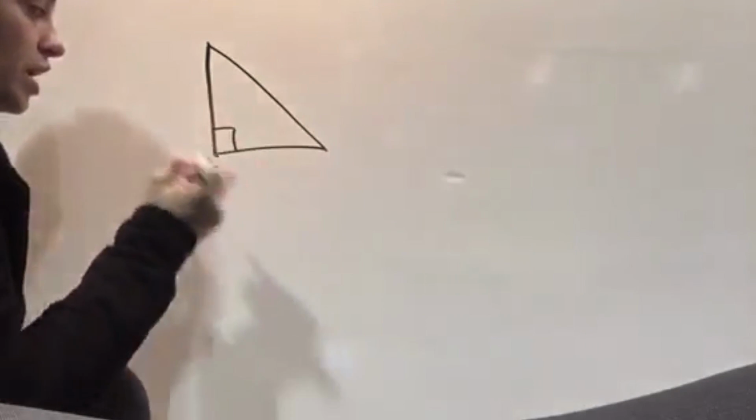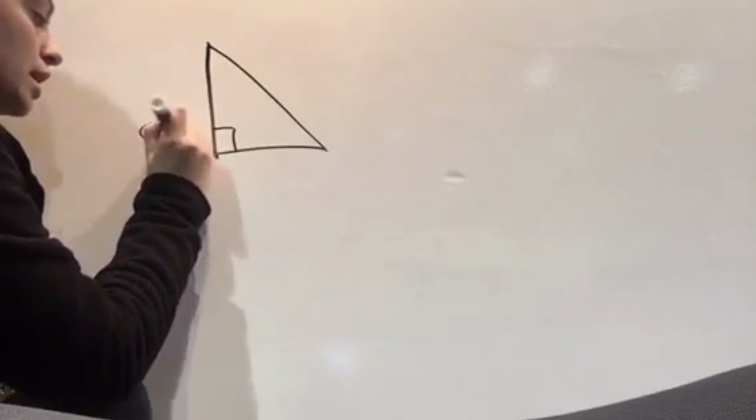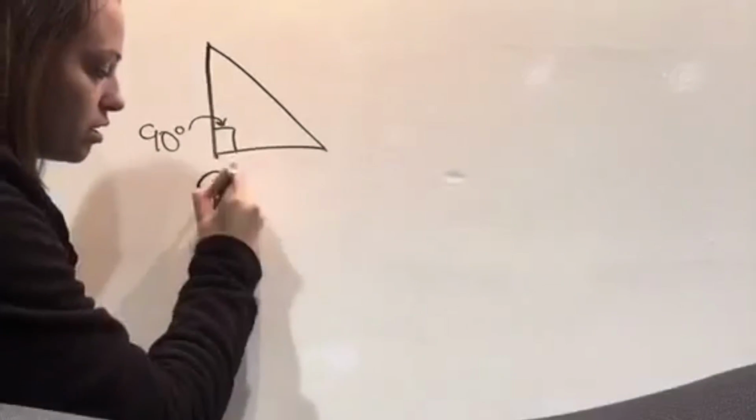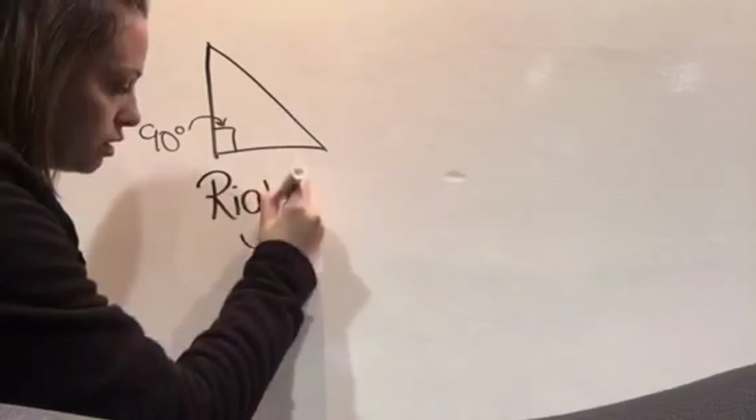Next, we're going to look at a triangle with a right angle or 90 degrees. That means it's going to be a right triangle because it has one 90-degree angle.